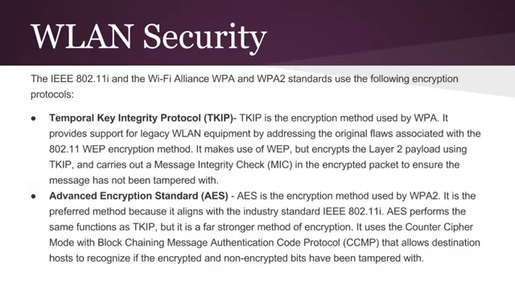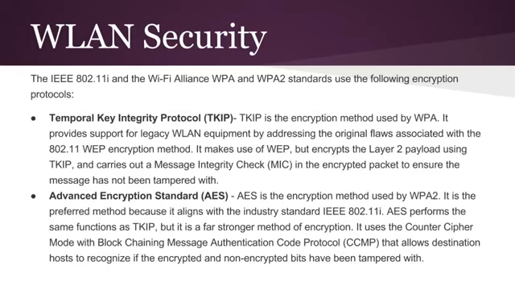Now, the Temporal Key Integrity Protocol is the encryption method used by WPA. It provides support for legacy WLAN equipment by addressing the original flaws associated with the WEP encryption method. It makes use of WEP, but encrypts the layer 2 payload using TKIP and carries out a message integrity check in the encrypted packet to ensure the message has not been tampered with.